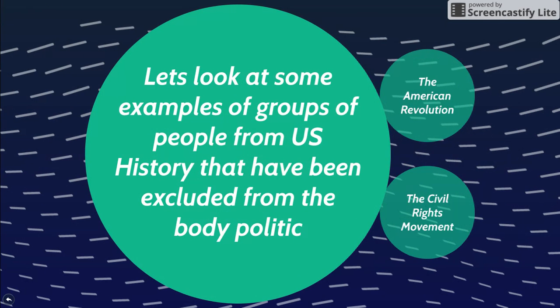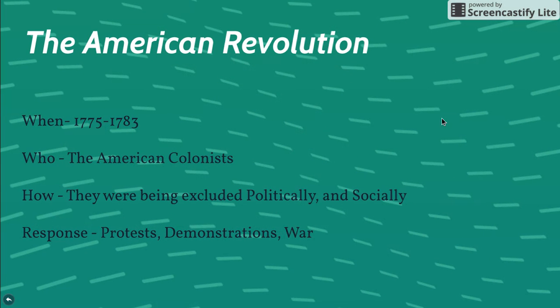Okay, so let's look at some examples of groups of people from U.S. history that have been excluded from the body politic. So here we have the American Revolution, which took place between 1775 and 1783. The group of people that were being excluded is the colonists, the American colonists, and they were being excluded politically and socially. They were being excluded politically because by law they did not have the right to have representatives from the colonies physically present in Parliament.